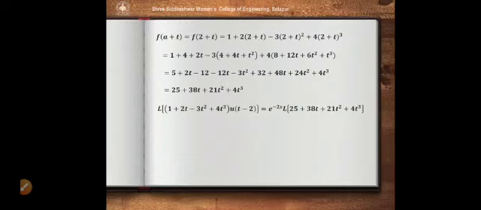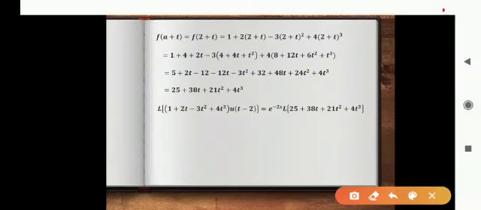L of 1 plus 2t minus 3t square plus 4t cube into u of t minus 2, that is the given function, is equal to e raised to minus as. A is 2 here, so e raised to minus 2s into Laplace transform of this f of 2 plus t. So now we will find only the Laplace transform of 25 plus 38t plus 21t square plus 4t cube.